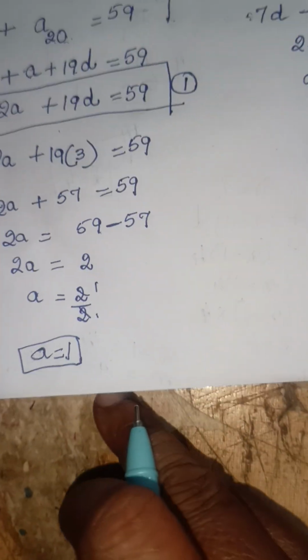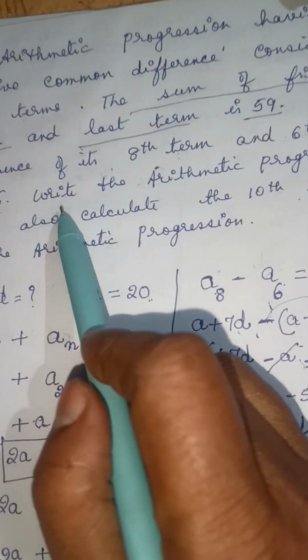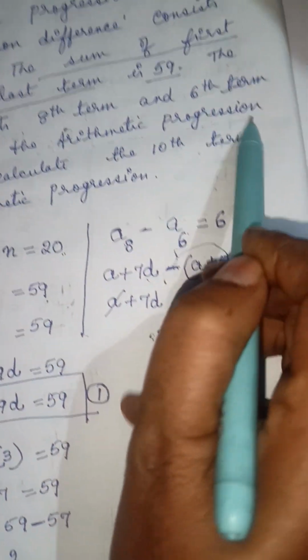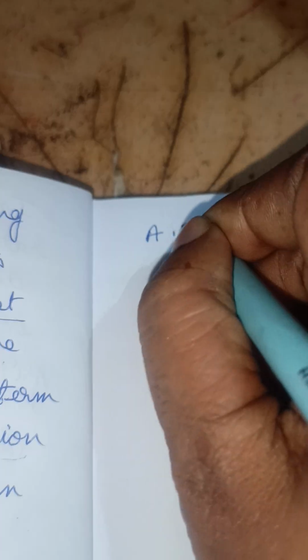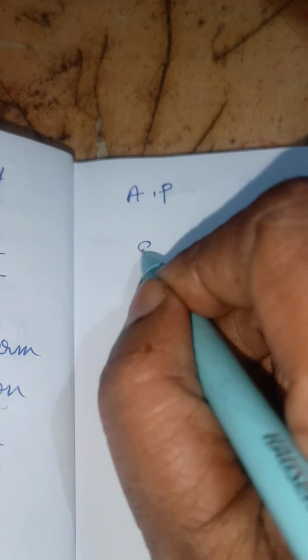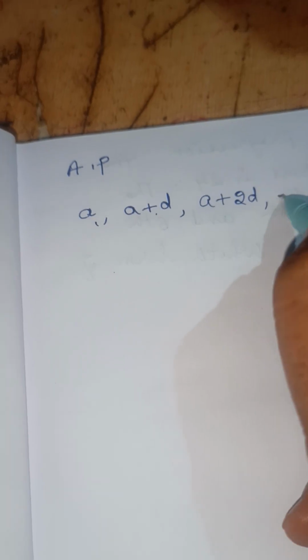So we got the value of A, we got the value of D. As per the question, the first question is to write the AP. Now how do I write the AP? To write the AP, I need the general form. Now what is the general form of AP? A comma, A plus D comma, A plus 2D. This is the first term, this is the second term, this is the third term, and so on. So if we find the first three terms, it would be better.